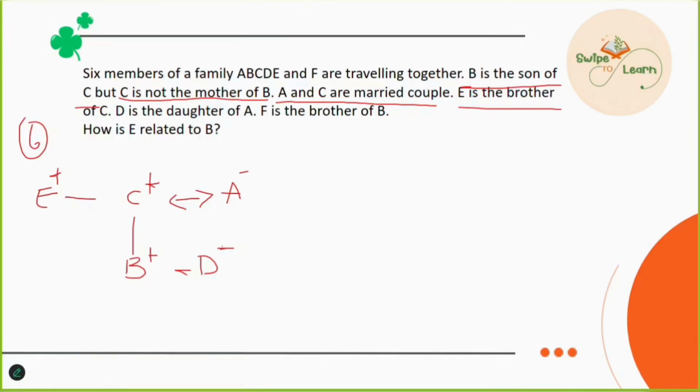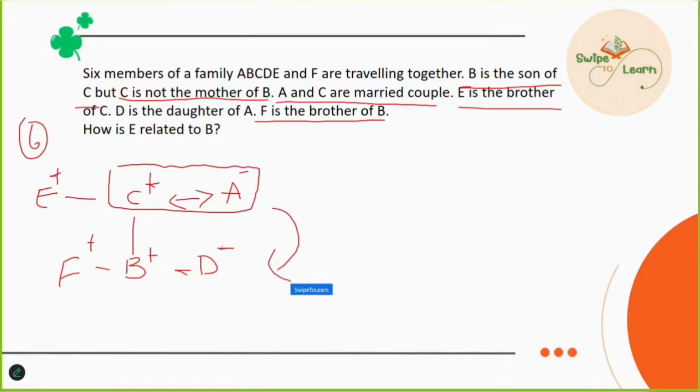Next. F is the brother of B. That means there is a married couple, C and A. They have 3 kids, F, B and D. C has a brother who is E. Now the question is, how is E related to B?